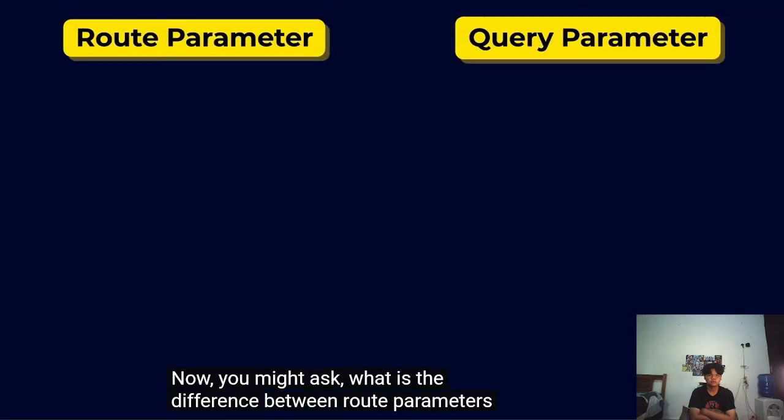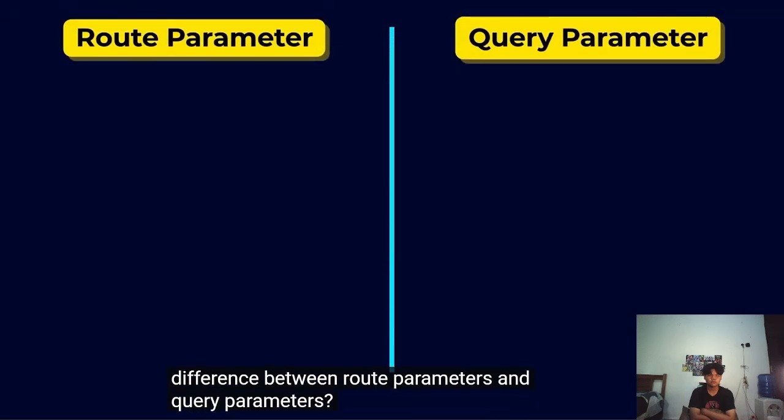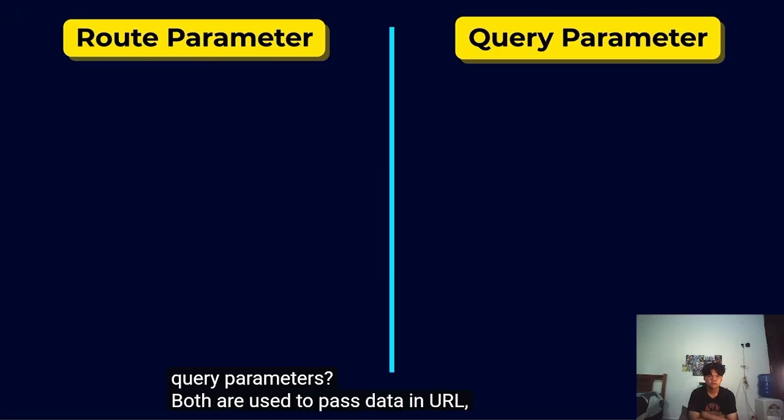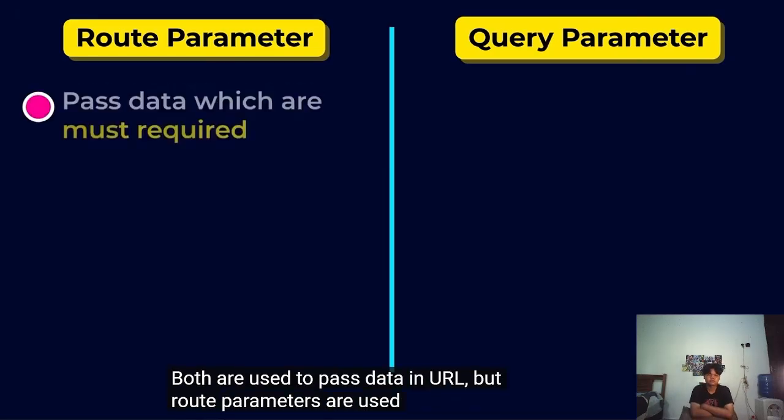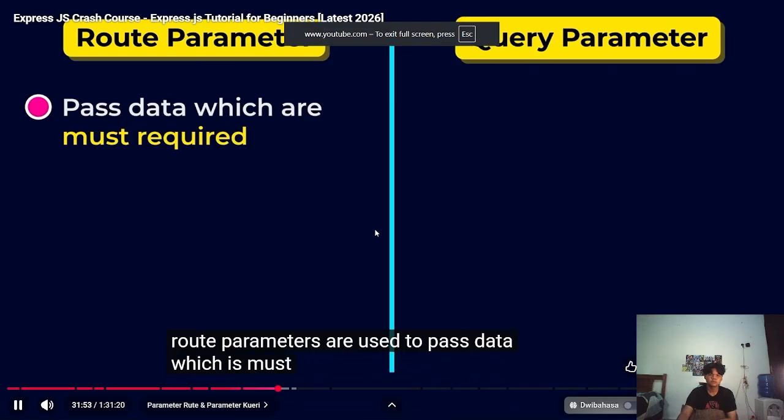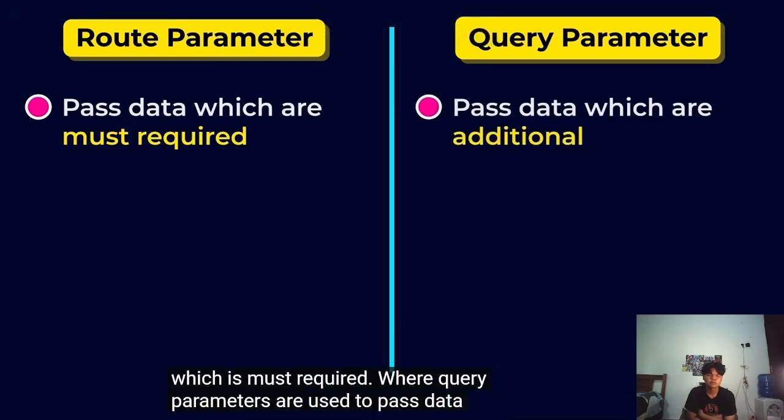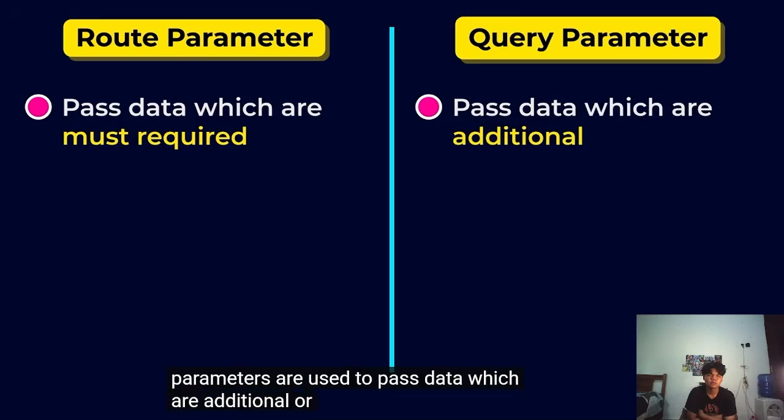Now you might ask, what is the difference between route parameters and query parameters? Both are used to pass data in the URL, but route parameters are used to pass data which is most required, whereas query parameters are used to pass data which is additional or optional.